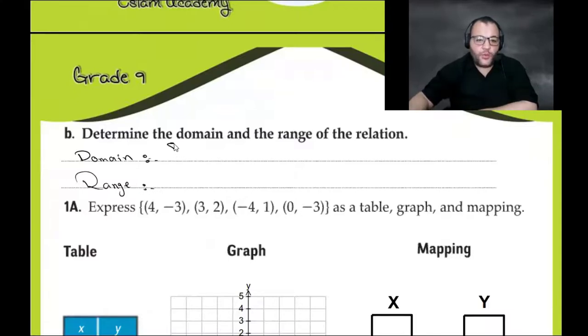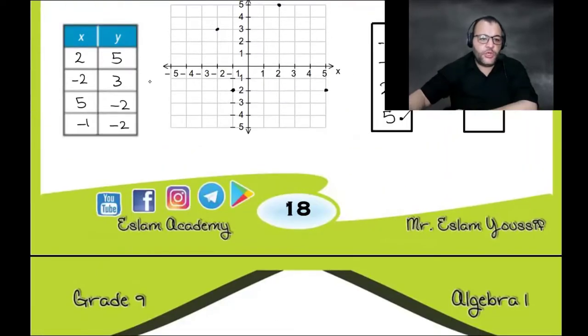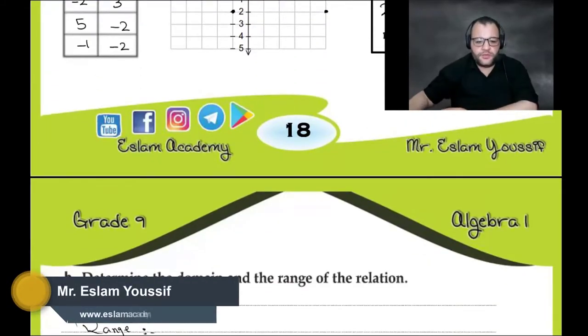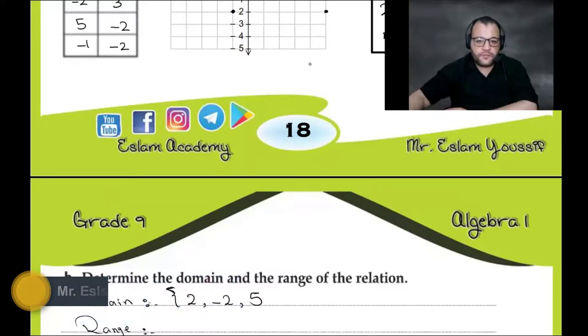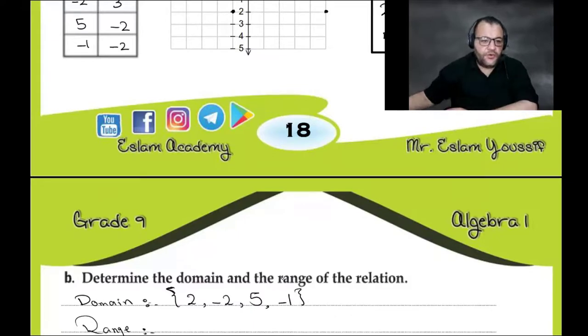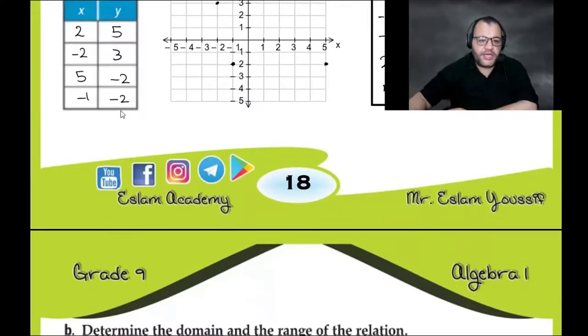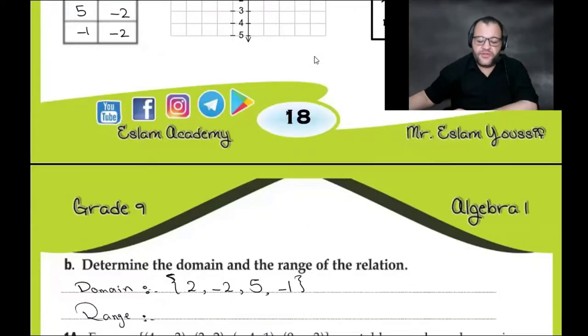For the domain, I write X, but if you write between the braces of the set, don't repeat any element. So for X, we have 2, negative 2, 5, and negative 1. By the way, the order is not important. And for the range, we have 5, 3, negative 2, and negative 2. Because negative 2 is repeated, I will just write it one time. Even if it's repeated 100 times, I will write it only once. So we have 5, 3, and negative 2.